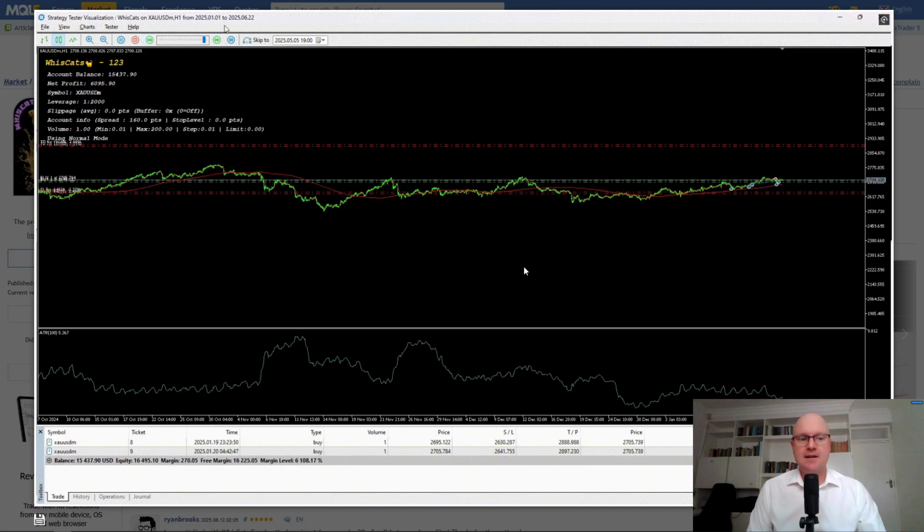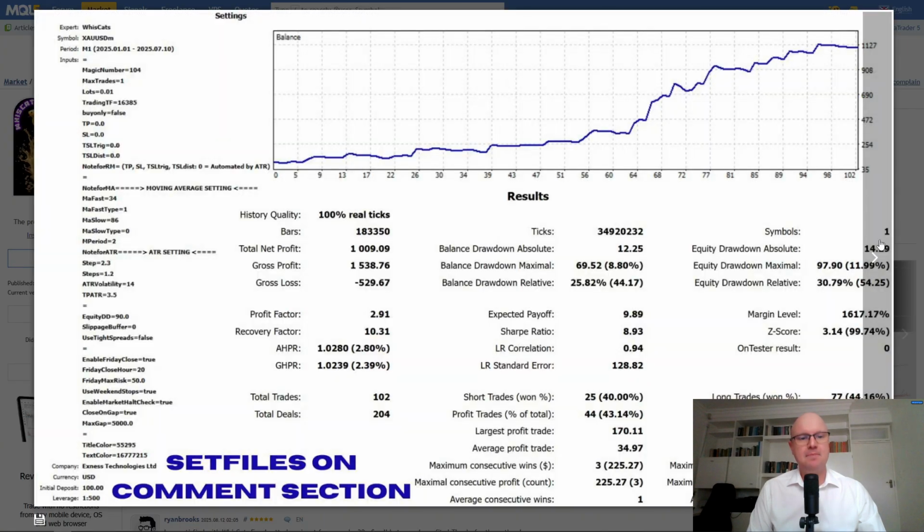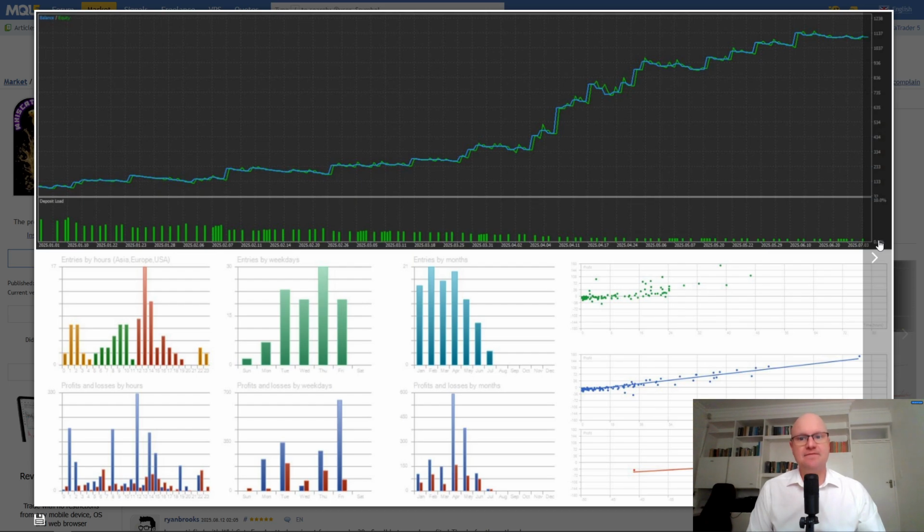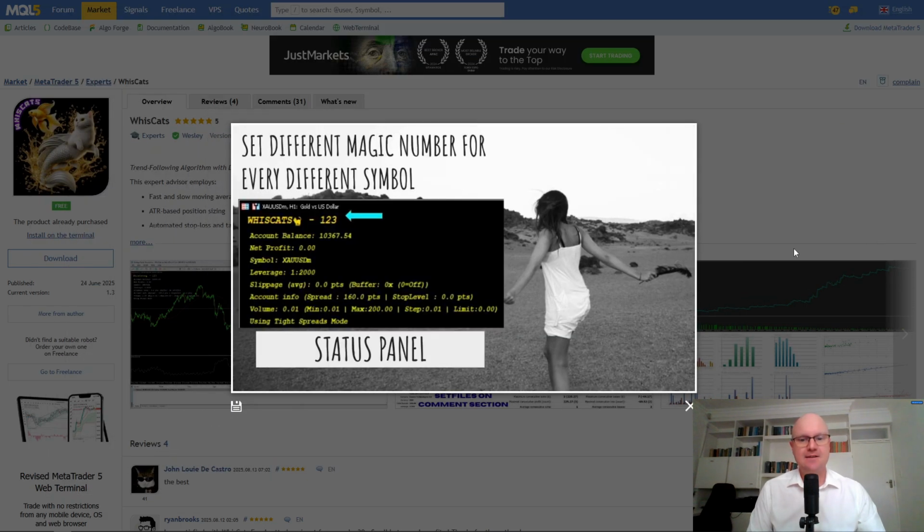So if we take a look at some of the images provided by the developer, you'll see his backtest that he ran against XAU-USD on the 1 minute time frame, which shows really impressive results with a low equity drawdown. He also takes the time to discuss some of the settings or inputs and details, and again remember to change the magic number for every different symbol that you're running on the account.